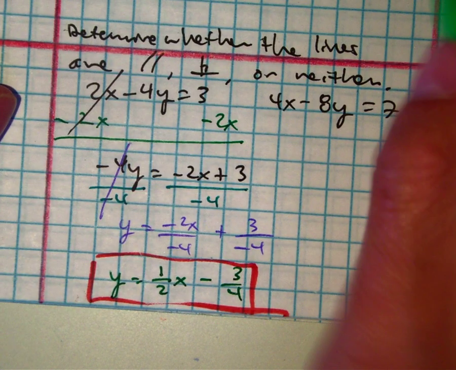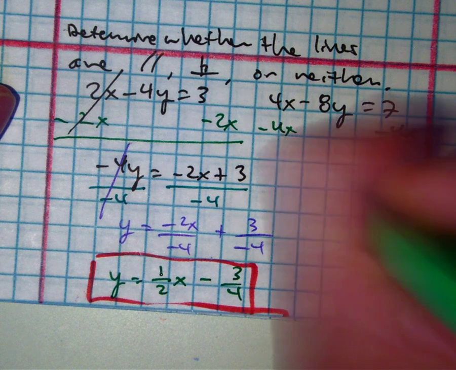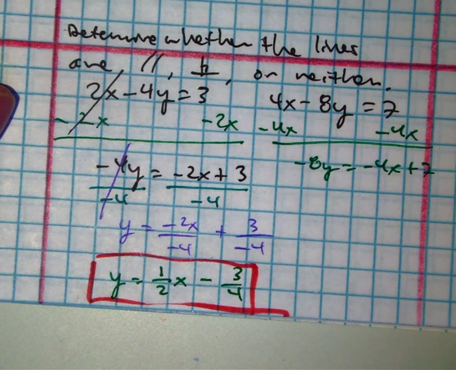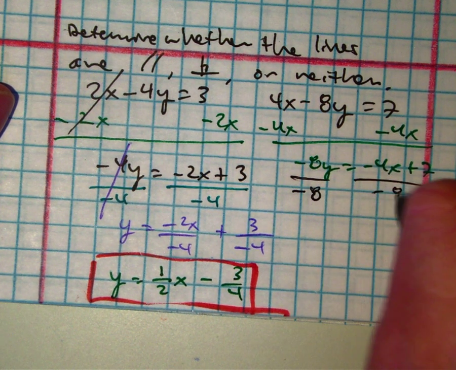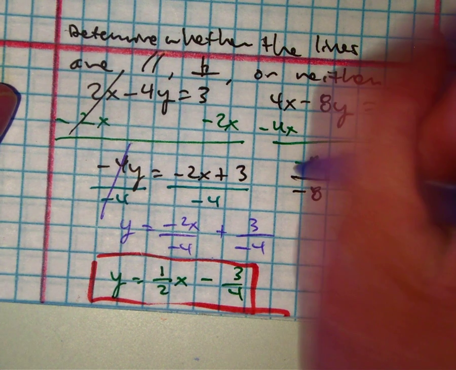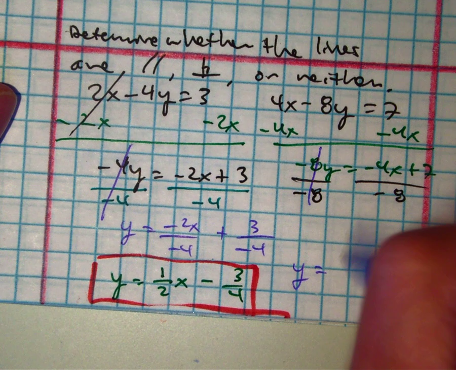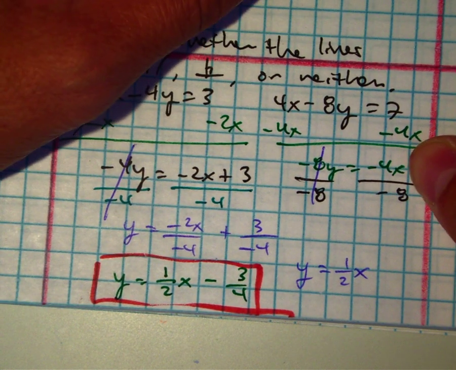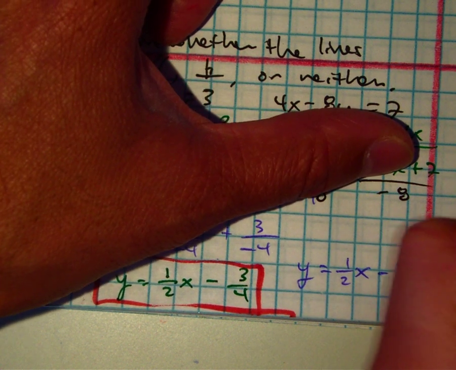Second one, do the same thing. Subtract 4x. Negative 8y equals negative 4x plus 7. Divided by negative 8. Tell me. Y equals, try to reduce at the same time, 1/2 x. There's the 1/2 x, yes? Minus 7/8.